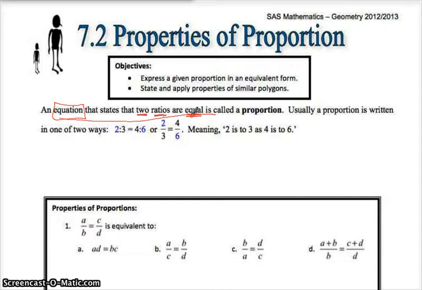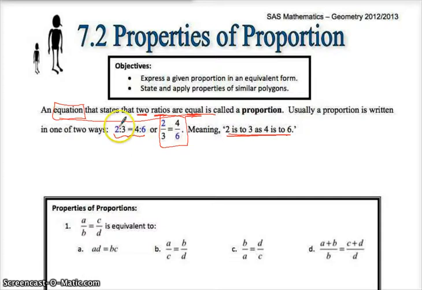So usually proportions are written one of two ways. One, you might see it in this form, 2:3 as 4:6, or you might see it in this fraction form, 2/3 equals 4/6. So notice I've said this statement right here. If you hear someone say 2:3 is 4:6, in other words, they're stating a proportion. They're comparing two quantities, or two ratios, to each other.